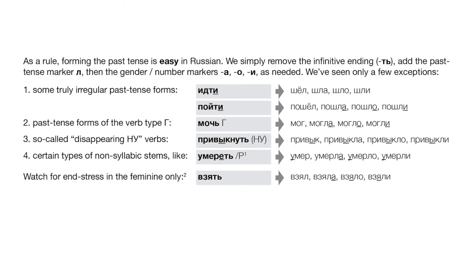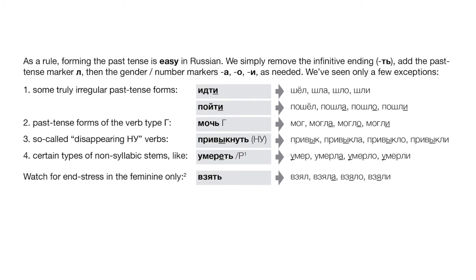Hopefully you know that by now, these past tense forms of moch are going to be very typical for these obstruent verb types. Number 3, we mentioned yesterday, the so-called disappearing nu verb type. There are a fair number of verbs like this. We haven't seen very many so far, but a common example is привыкнуть. So the past tense is not привыкнул, because for a disappearing nu verb, the nu drops out and we end up with привык, no L, привыкла, the L reappearing, привыкли.